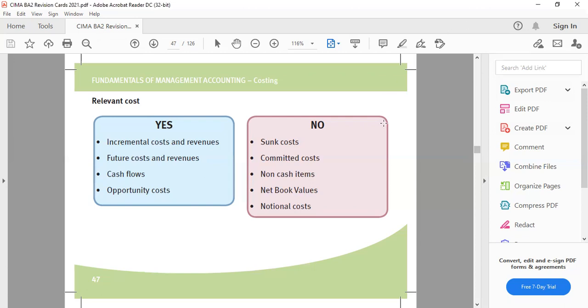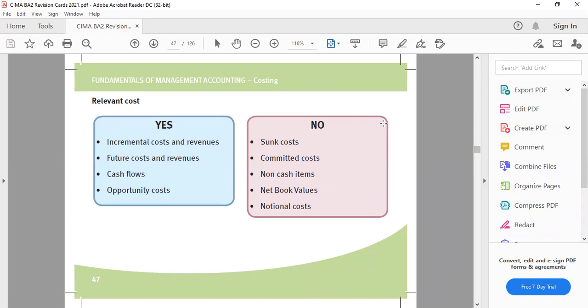From the beginning of this session, we've learned about various types of cost. Now, not all costs are relevant. Whenever we talk about relevant cost, that relates to relevance for decision making, whether they are useful for decision making or not. All costs which change because of a decision taken, we call relevant cost. If they do not change, we call them irrelevant cost.